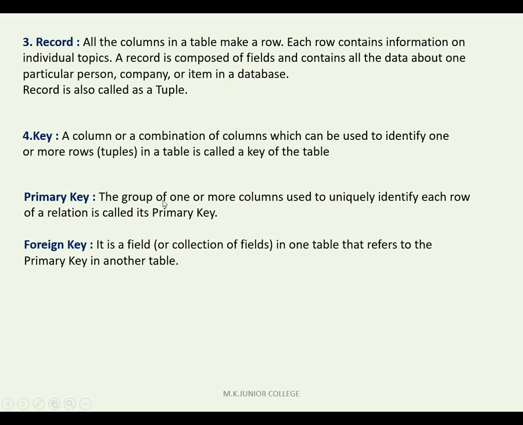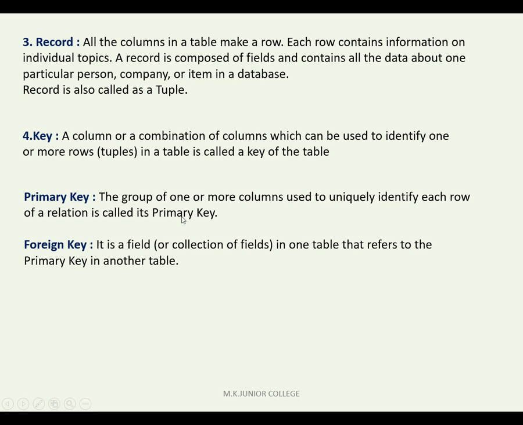A primary key is the group of one or more columns used to uniquely identify each row of a relation. So a primary key is nothing but the unique key in your database. The field which you are managing, the entries which we are managing, are unique. For example, roll number, account number, employee number, item number, customer number.